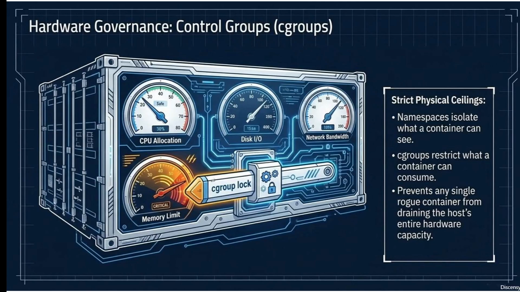Hardware governance. Let's get to the part where hardware is involved. Here we have something called control groups, or cgroups. What it does is maintain the computational resources, managing how resources are used within the containers. It prevents any single rogue container from draining the host's entire hardware capacity. It is going to restrict what a container can consume.